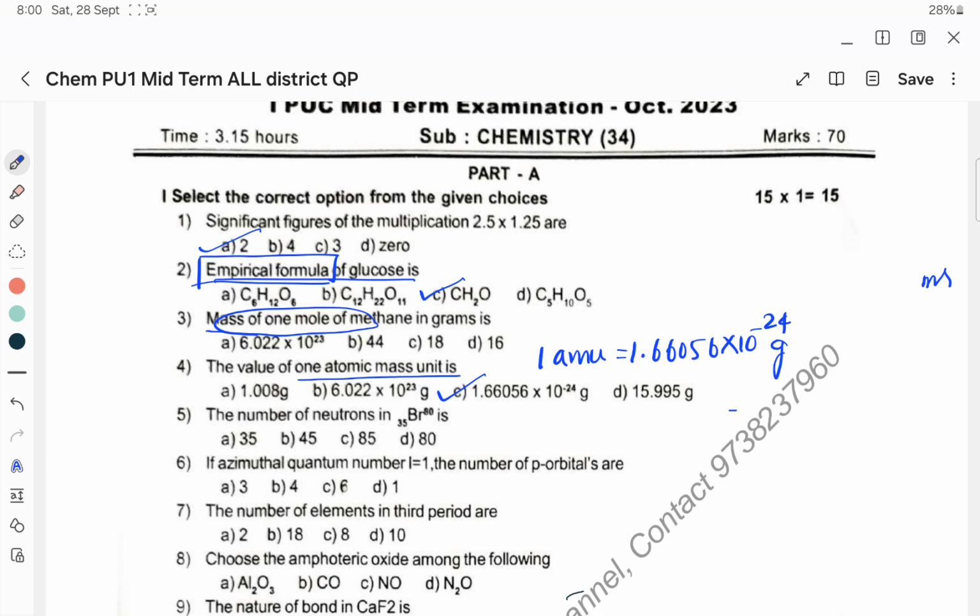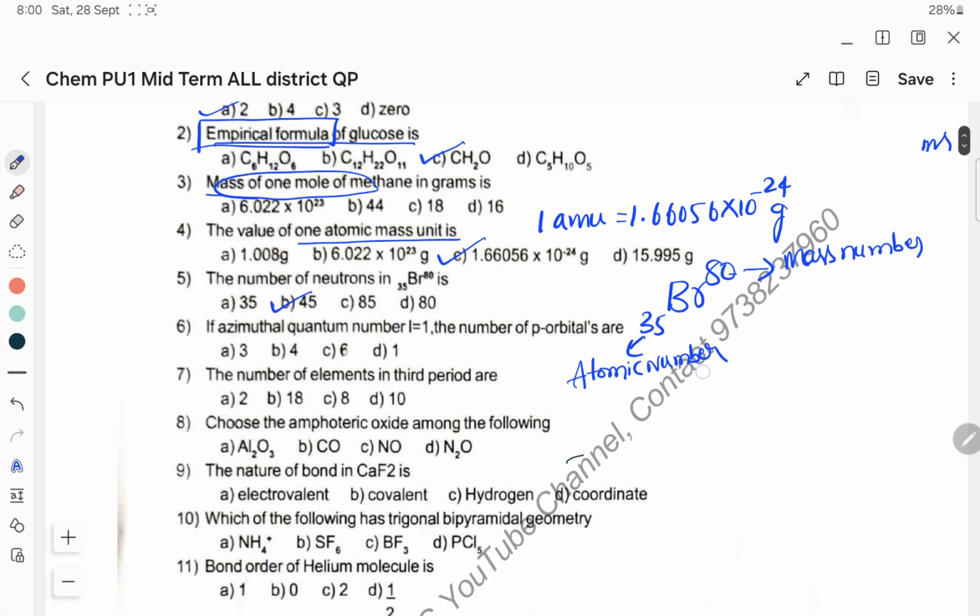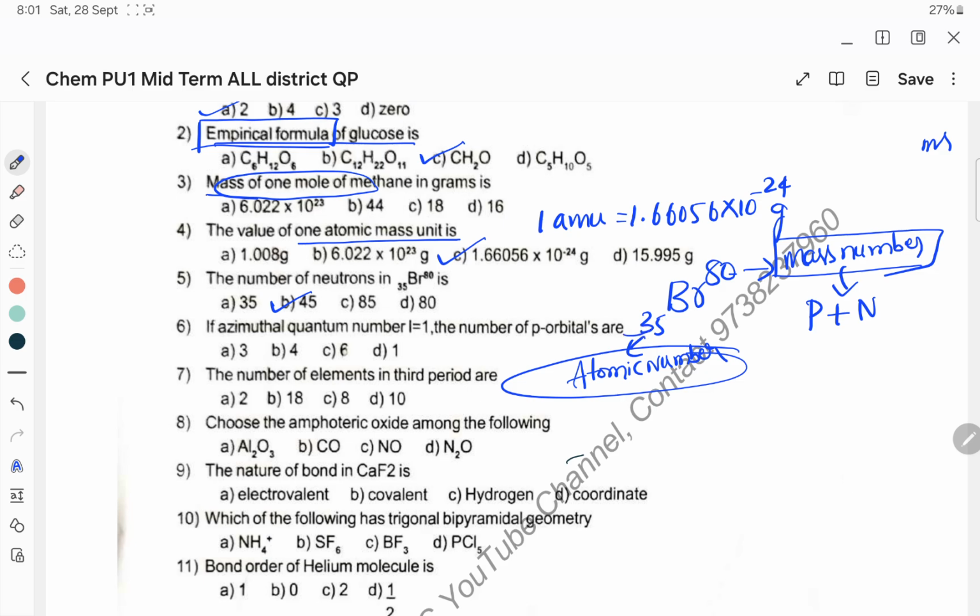The number of neutrons in bromine 80, 35. So, the 4 options are given. The correct option is 45, option B. How will we get the 45? See, bromine has the mass number 80. Okay. What is mass number? The number of protons plus neutrons is called the mass number. What is atomic number? Atomic number is given as 35. The number of protons is called the atomic number.